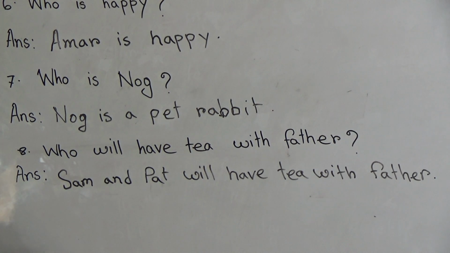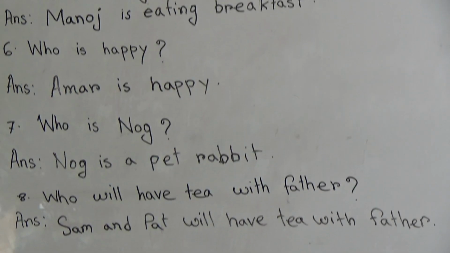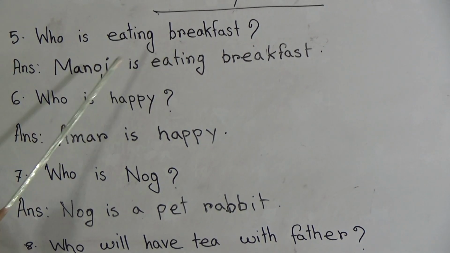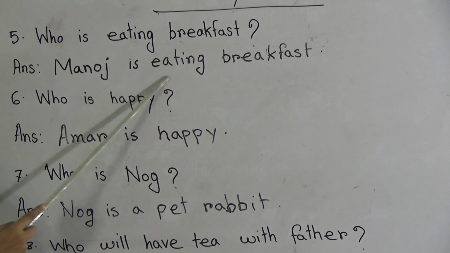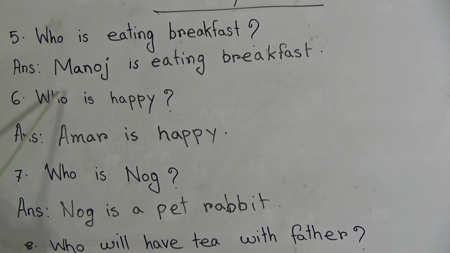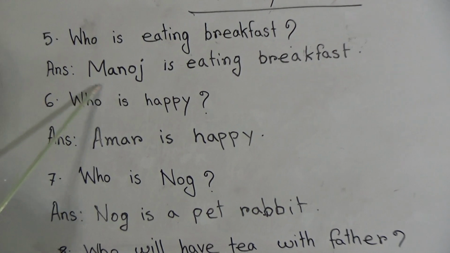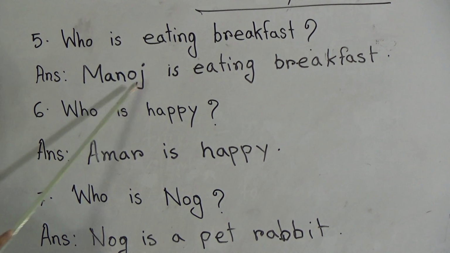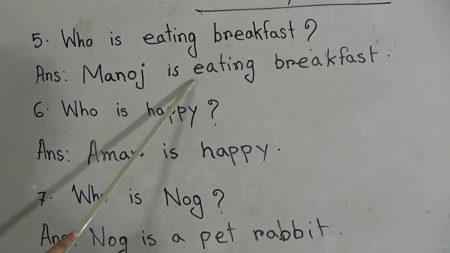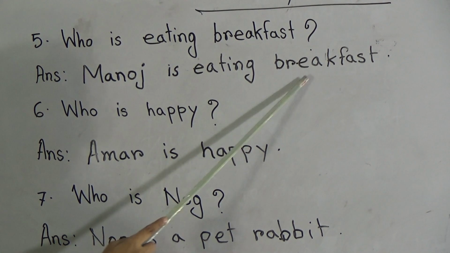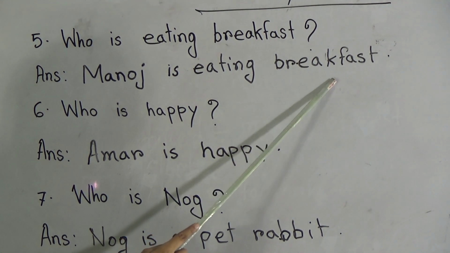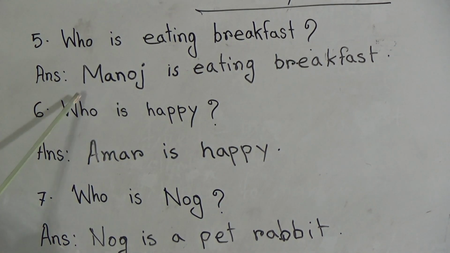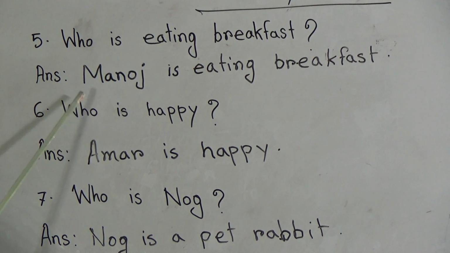So dear students, let's repeat the lesson. Question number 5. Who is eating breakfast? Answer, Manoj is eating breakfast. Look at this spelling. Instead of who, you will just write Manoj, M-A-N-O-J. Okay, Manoj is eating, E-A-T-I-N-G, eating breakfast, B-R-E-A-K-F-A-S-T, breakfast. Okay, so Manoj is eating breakfast.